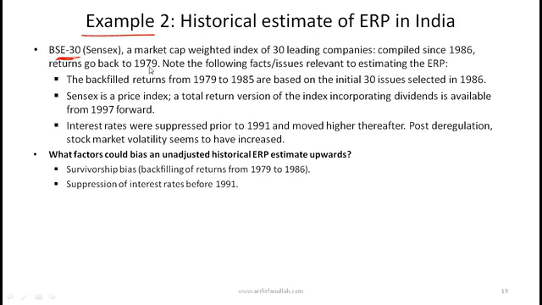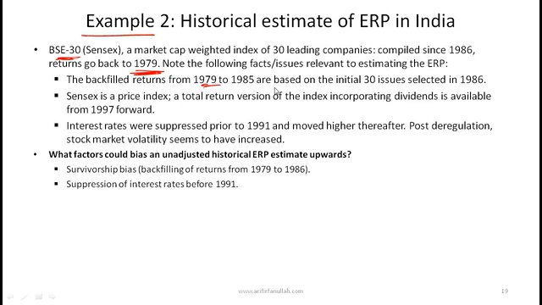How is this possible? Is this logical? Yeah, so you started compiling it in 86, but let's say the 30 top companies that are in here, the index then was based on returns on companies. So the returns were starting in 1979. The backfilled returns from 79 to 85 are based on the initial 30 issues. So obviously the 30 stocks in this index had to be stocks that were around since 1979.